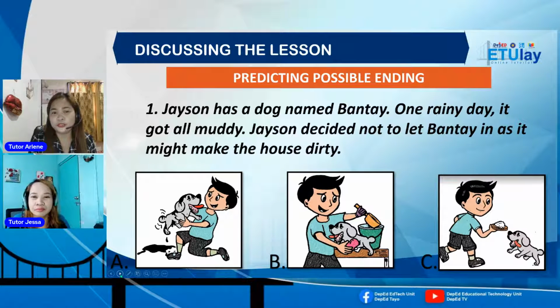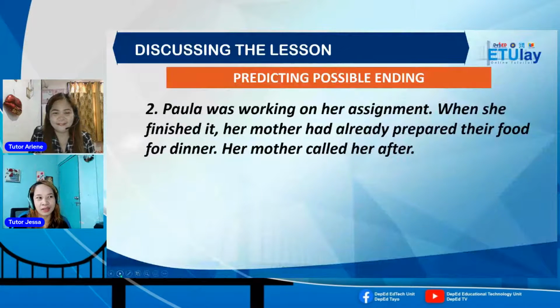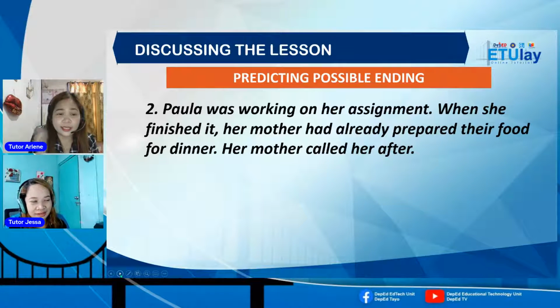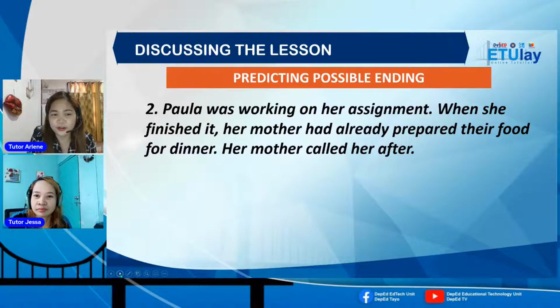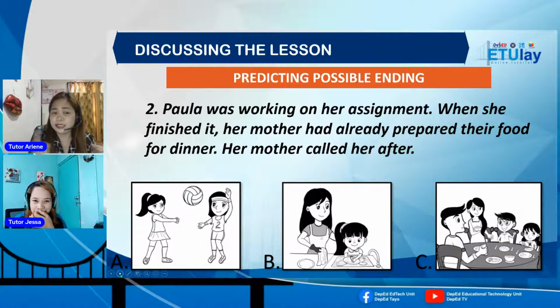How about number two kaya, Tutor Jessa? Ayan. Tutor Arlene, what's that? Okay, for number two, you listen very carefully, kids, ha? Paula was working on her assignment. When she finished it, her mother had already prepared their food for dinner. Her mother called her after. What do you think is the possible ending for this? Is it A, letter B, or letter C? So comment your answer now, kids. Don't forget to type number 2.